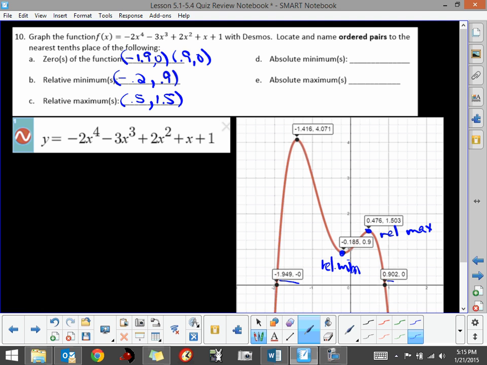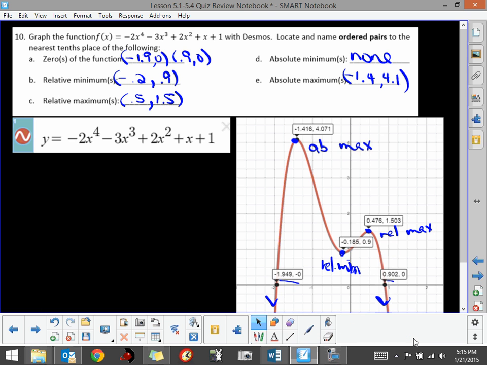Absolute minimums: because this graph goes down in this direction forever, and because it is a fourth degree, it has to maintain that U shape. It can't ever go back up, and it's going to go down forever. So for this one there's none, no absolute minimums, but there is an absolute maximum, and that's what this point is. That's our absolute max. That is the highest point in the graph, and we're going to round it to negative 1.4, and the ordered pair is 4.1. Okay, so that is our number 10.